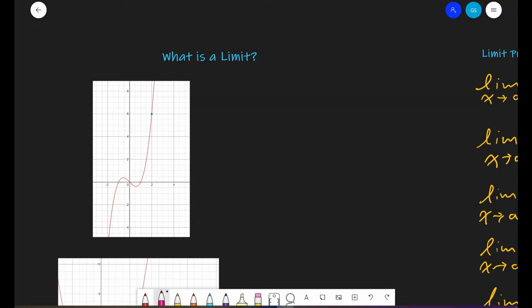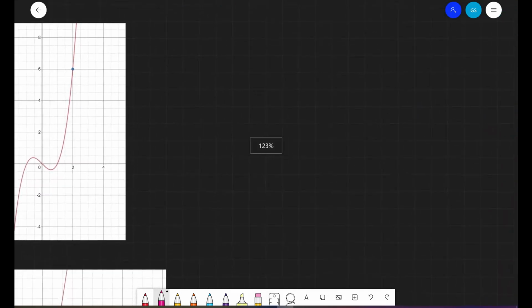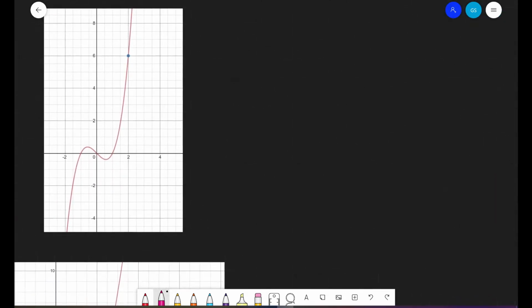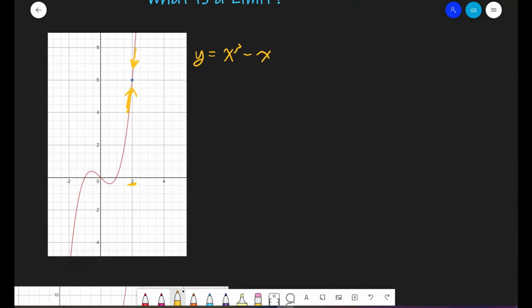A limit is basically a way to say that as one variable approaches a limiting value, so let me just sketch here. So let's say I want to say as x approaches 2, right? So this is my 2 here. As x approaches 2 on this function, y equals x cubed minus x. So as x approaches 2, what is the value?